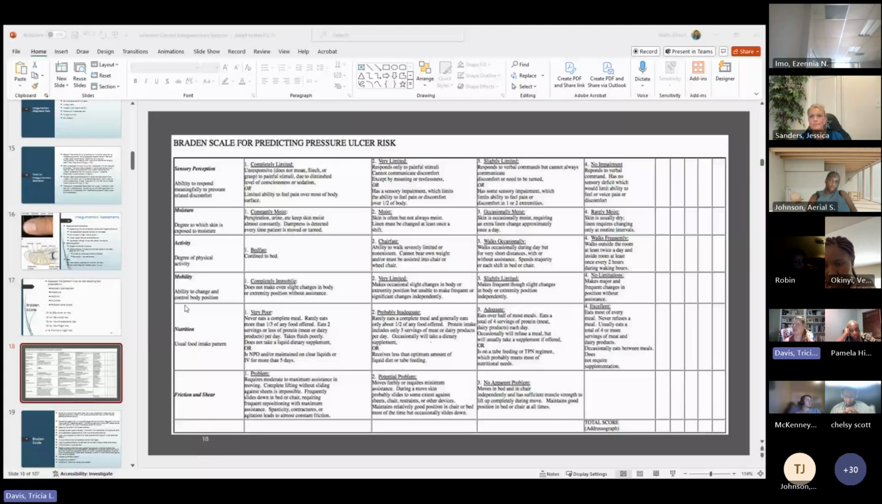So thinking about friction and shear, I know we talked about this last semester, thinking about you and I, if we go to get up off of bed, we just hop right up. Some patients may pull themselves, right? They might slide against that sheet on top of their bed. That is going to create friction and shear. So that is something that we want to think about.